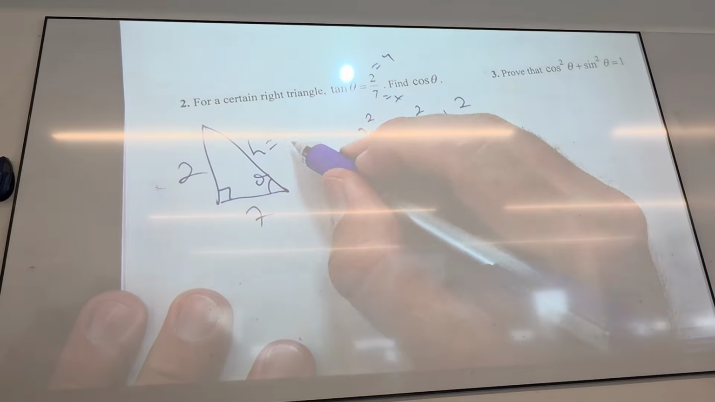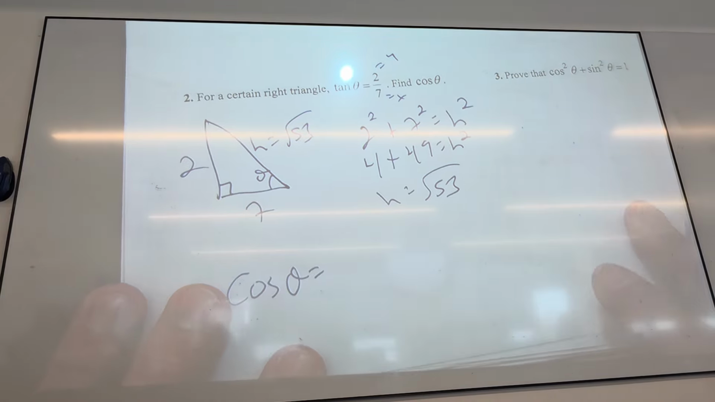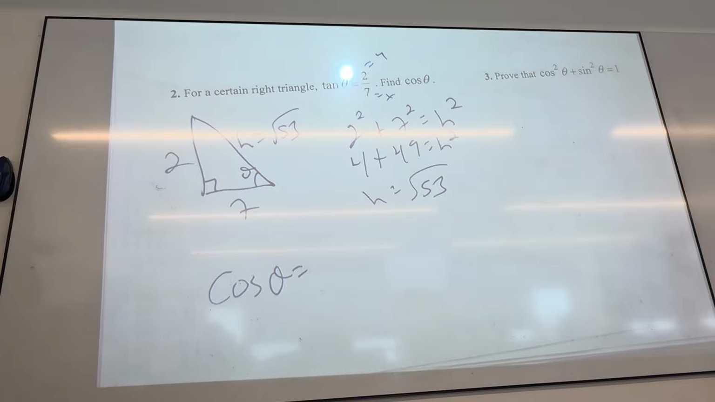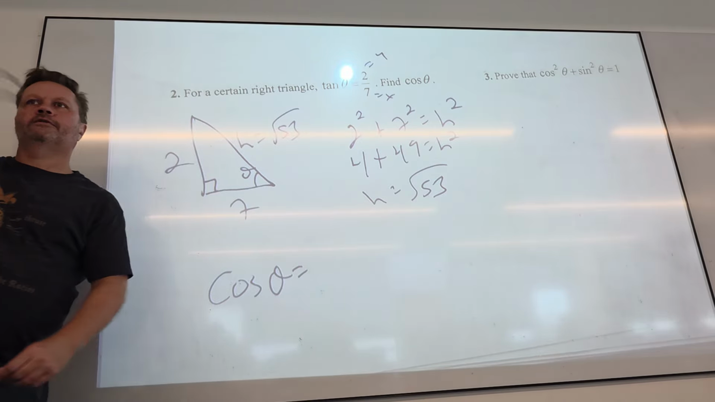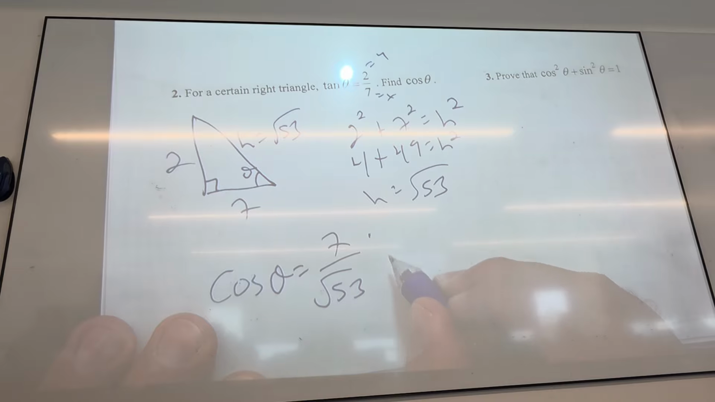Square root of 53 over 7. Careful, that would be secant. 7 over the square root of 53, which we then have to do what? Rationalize.